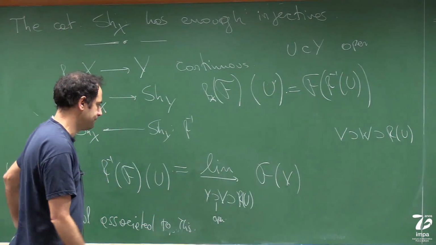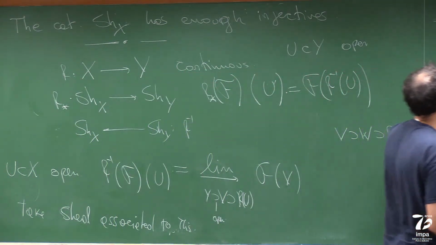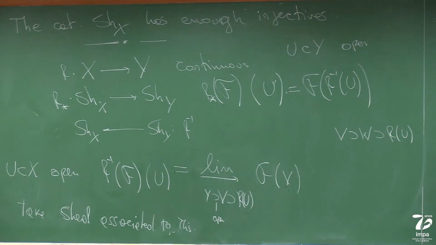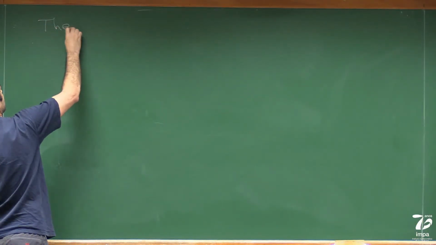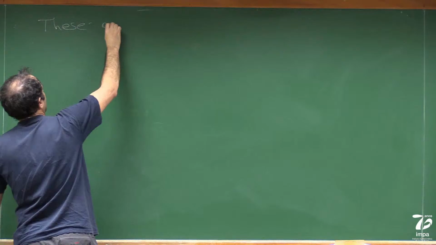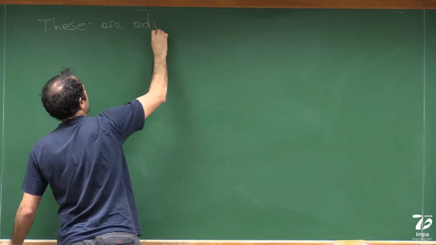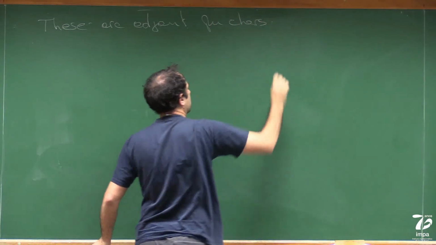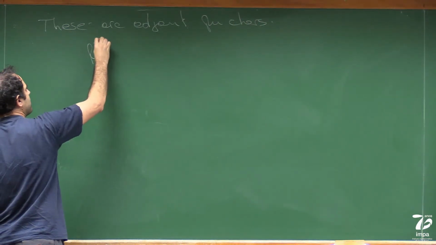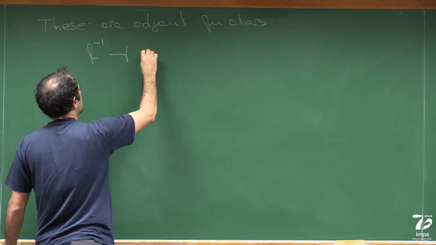So this is that. Okay, so those are two functors. I hope that I won't need them except in the cases where these two functors are trivial to compute. But they are adjoint. These are adjoint functors. So F inverse is left adjoint to F push forward.